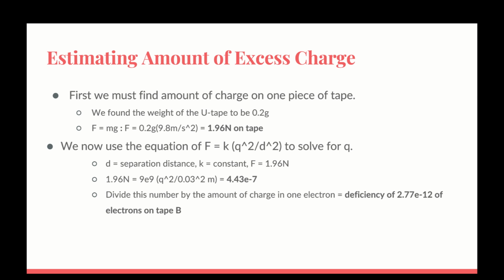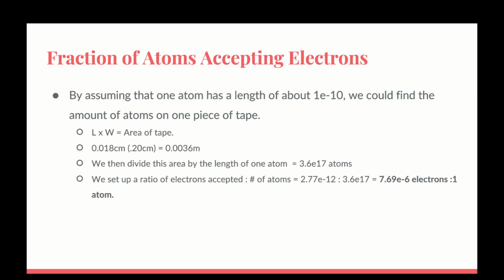We then used the equation force equals the k constant times q charge squared over distance squared to solve for q. D here is the separation distance between the two pieces of tape, k is the constant, and force is what we just calculated above. So that 4.43 is the amount of charge we have. Now we take this and divide it by the amount of charge in one electron, and that is our number for the deficiency of electrons on tape B.